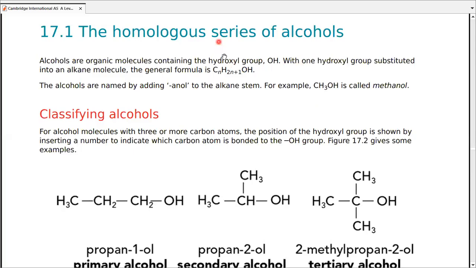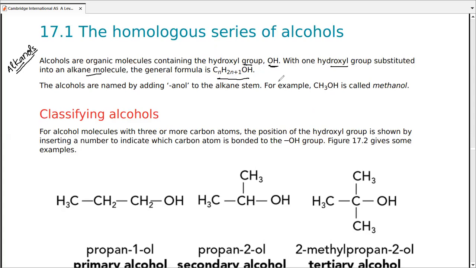All right. To begin with, the homologous series of alcohols. Alcohols are organic molecules. They have the hydroxyl group, the OH group, attached to them. But remember, before I move any further, the alcohols that we study, as stated exactly in the IGCSE book, are not exactly alcohols, but alkanols. Why? Because we add one hydroxyl group to an alkane molecule. So alkane and ol for the suffix of alcohol, that's what we go for.